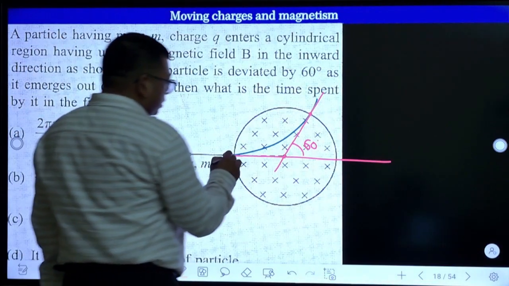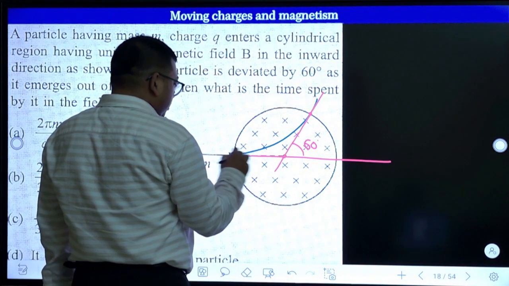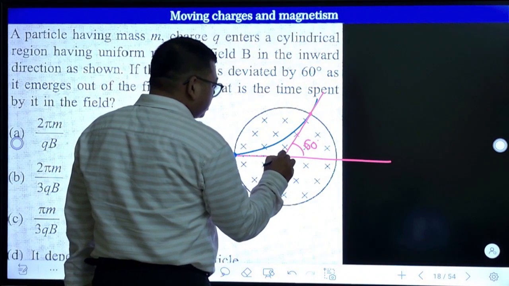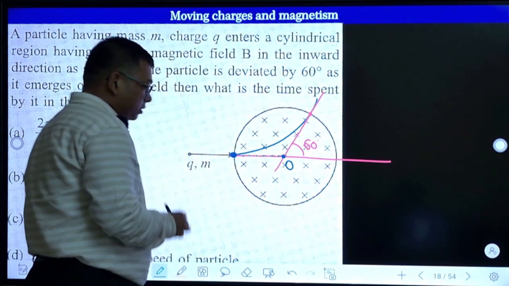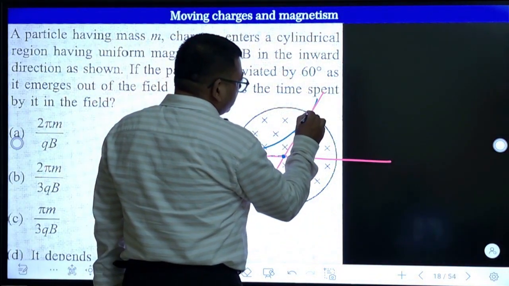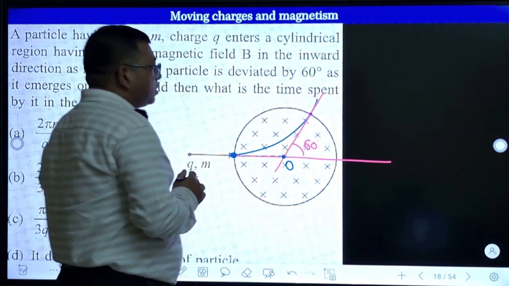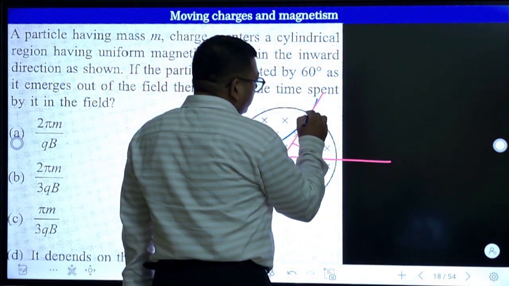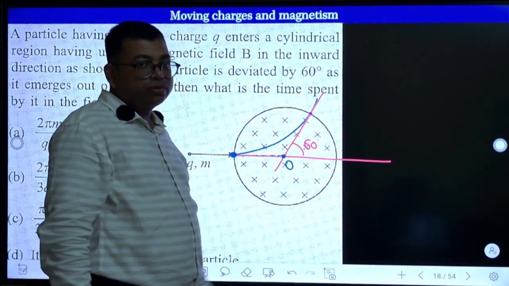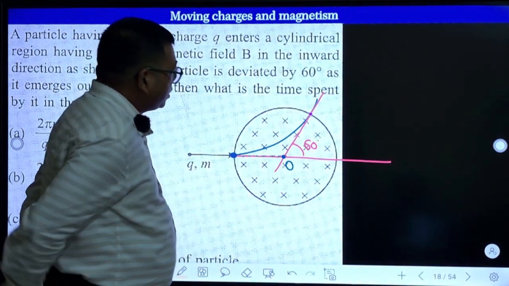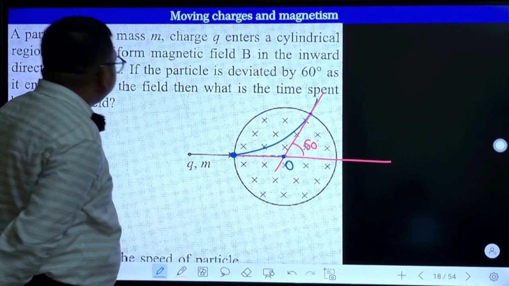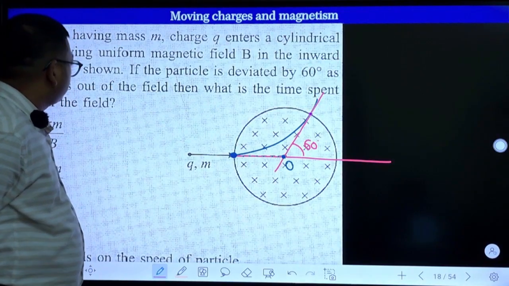Now note that when it is entering here, the straight line will definitely be passing through the center of the circle. The question is, when you join here also, where it is going out, will this line joining also pass through the center or not? First thing, we have to think about it. Will it also be going in that way or not?